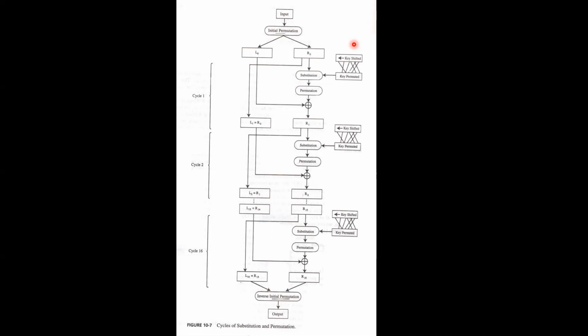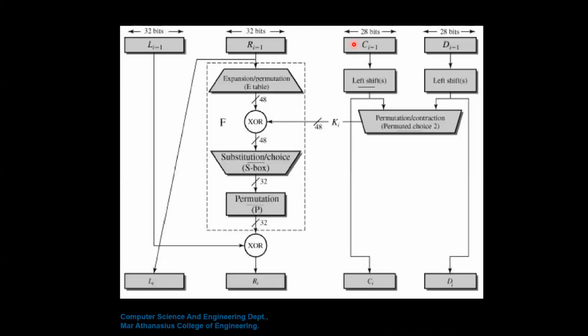Now, once the system gets the 56-bit key, the subkey generation algorithm will divide it into two halves called Ci-1 and Di-1, each of size 28 bits. And each half is separately left shifted. Left shift means left rotate. It is left shifted by certain bit positions.